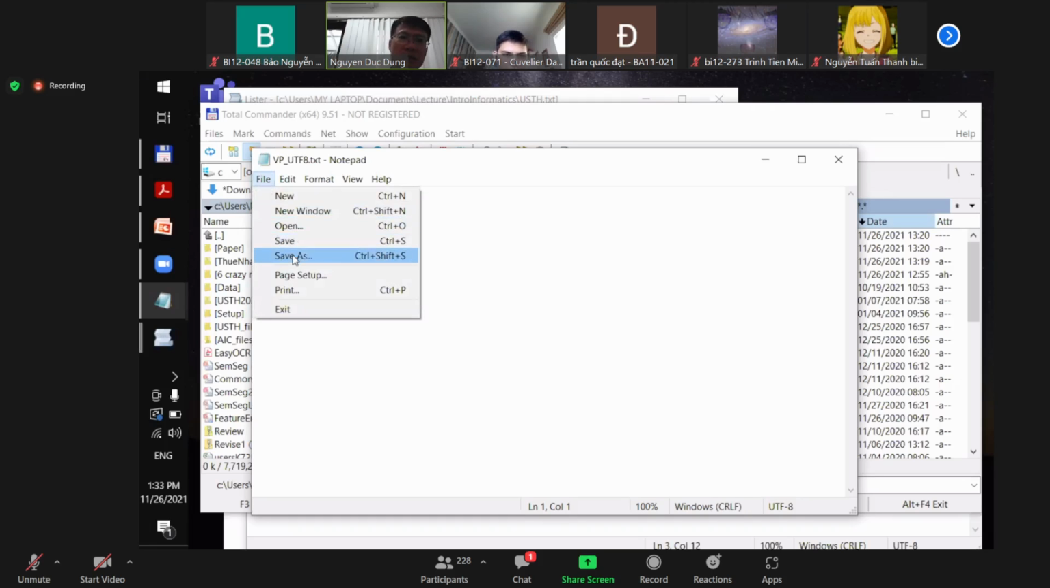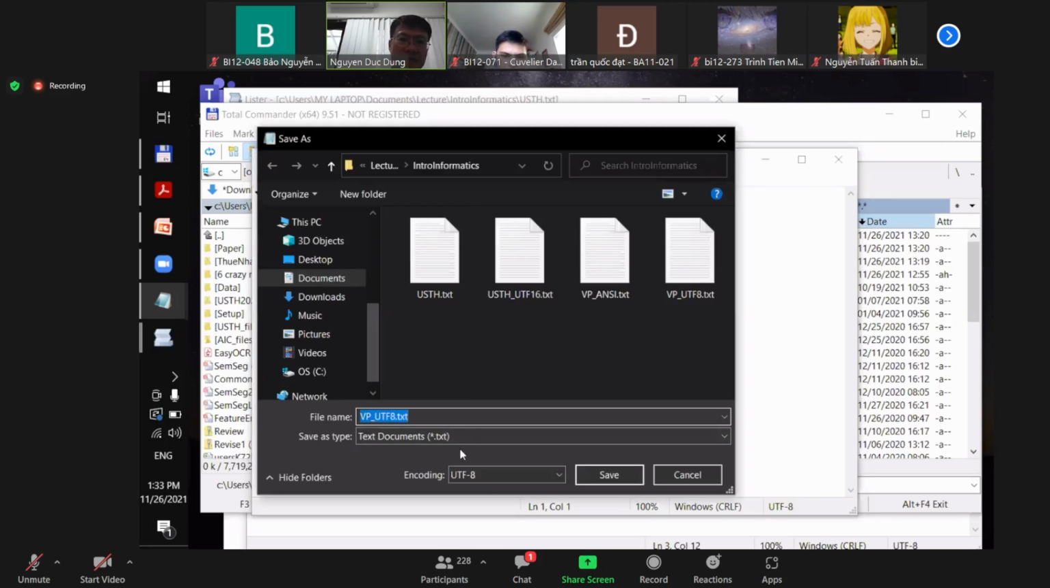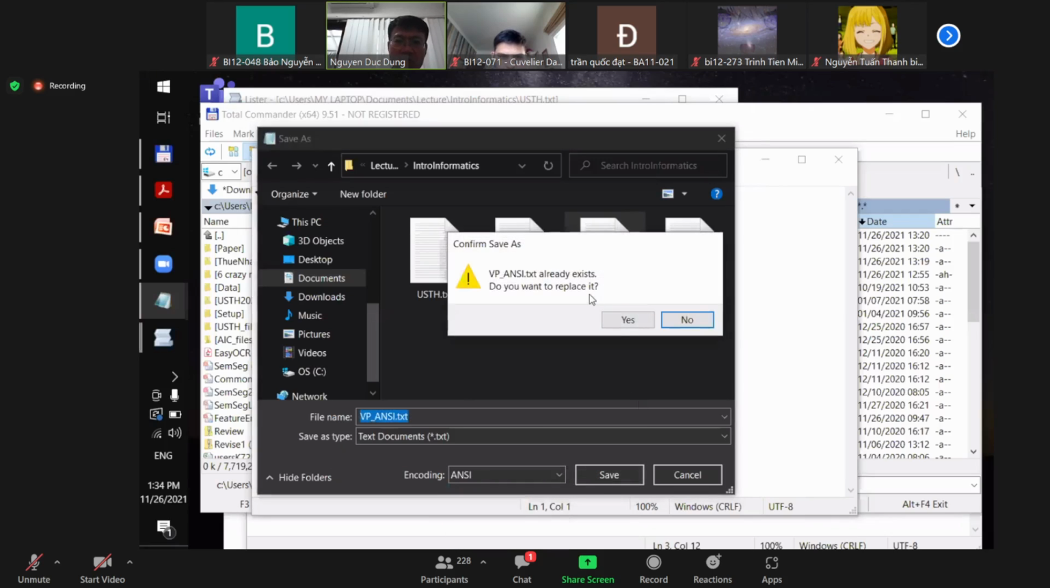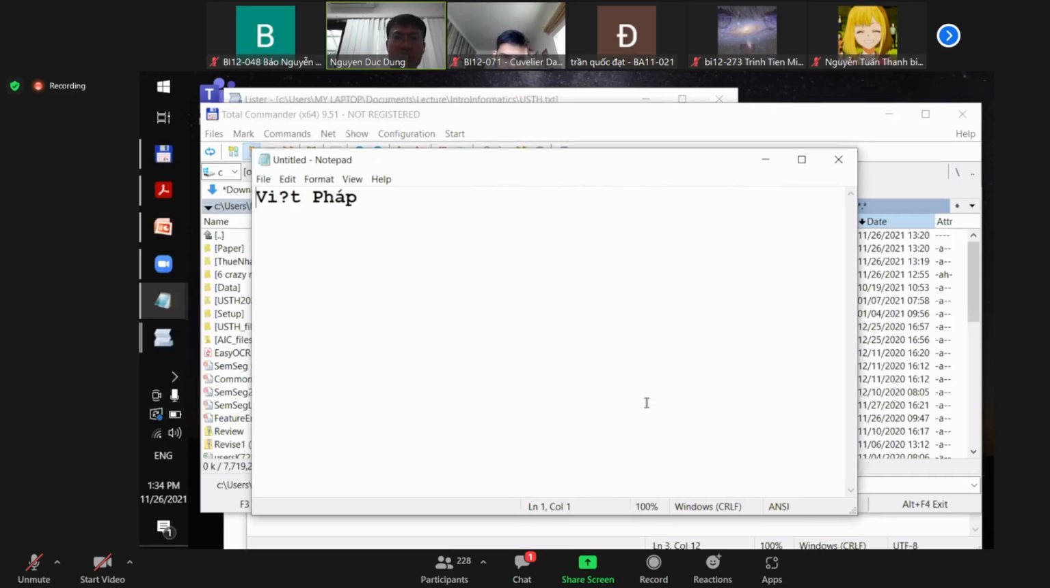But I think that is not good. I save with the ANSI encoding scheme. Okay, the program warns me, replace, yes. I insist. Wow, it changed, my content changed. Yes, some characters change, some characters do not change, like this one.